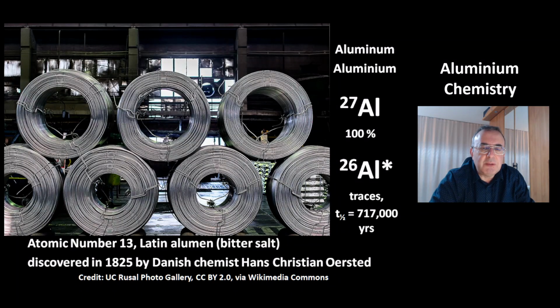Welcome to today's video about the chemical element aluminium. In North America it's called aluminum. Aluminium has the atomic number 13. Its name comes from Latin alumen, which means bitter salt. It was discovered in 1825 by the Danish chemist Hans Christian Ørsted.